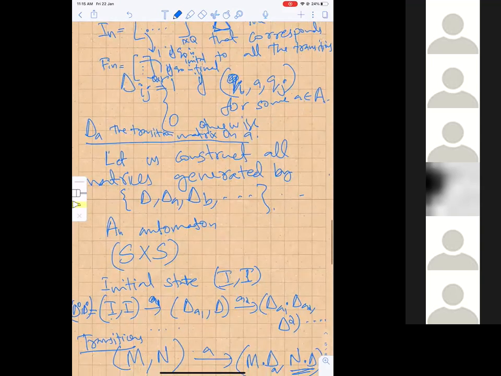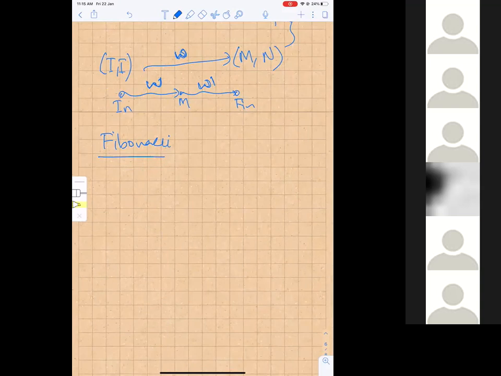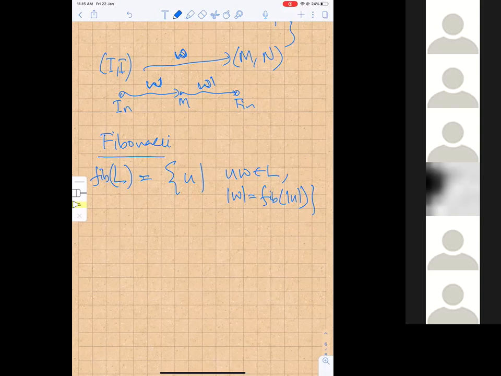Let's do Fibonacci. So basically, L is regular, and I want to find fib of L, which is all u such that uw is in L, and the length of w is equal to the uth Fibonacci number. So Fibonacci numbers start like 0, 1, 1, 2, 3, and so on. Let's call this the ith Fibonacci number. So this is the first Fibonacci number, this is the second Fibonacci number, and so on. So how do we do Fibonacci? Can somebody tell me?